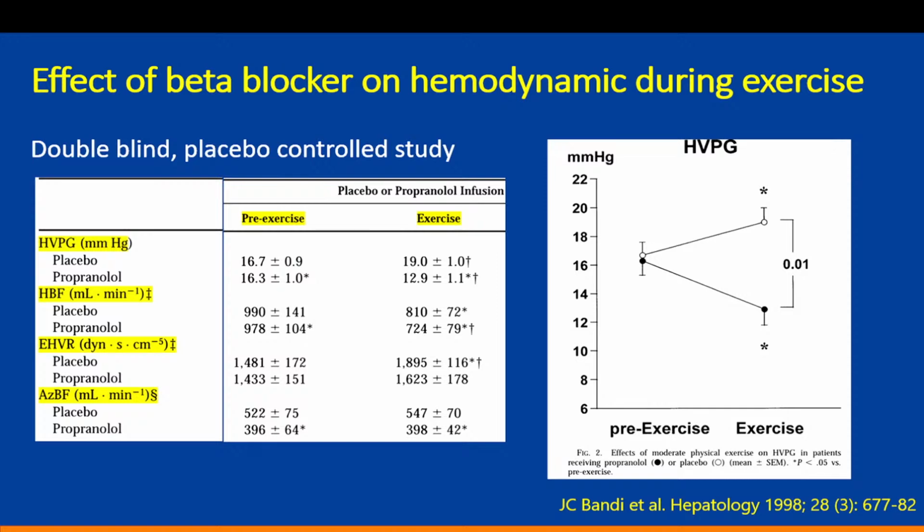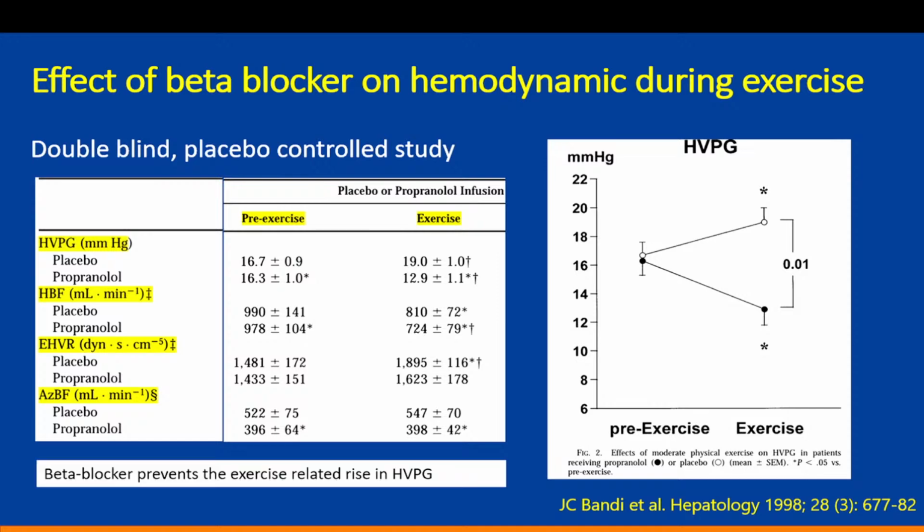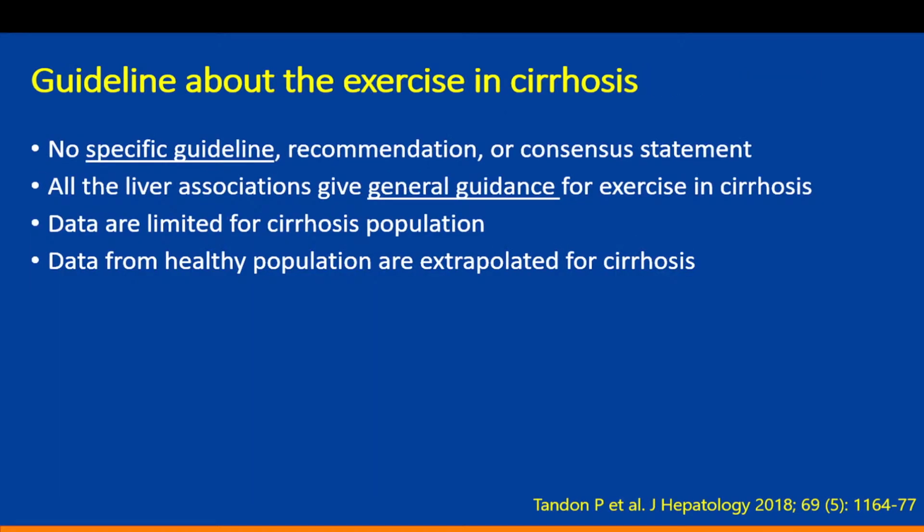And we can clearly see that as compared to control, patients on beta blocker have a drop in HVPG during exercise, but not a rise in HVPG. So beta blocker prevents the exercise-related rise in HVPG. So coming to the main topic, what to do and not to do.